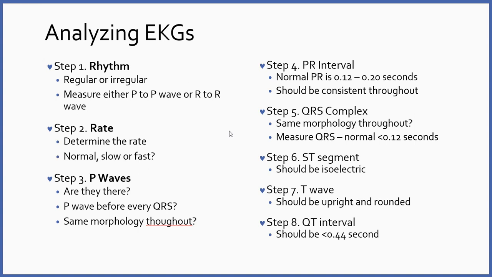Last but not least, you're going to measure the QT interval. That starts at the beginning of the QRS and ends at the end of the T wave, so it includes the entire QRS, ST segment, and T wave. The QT interval should be less than 0.44 seconds, but remember that's just an average. We're concerned about the QT interval when it's longer than it should be.